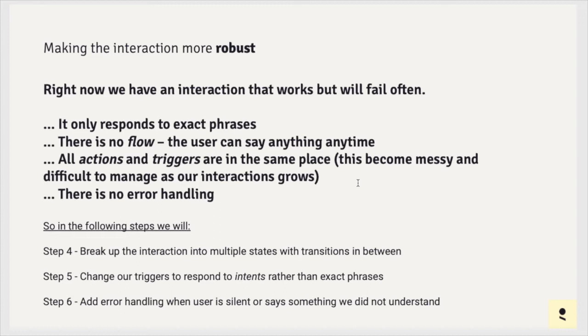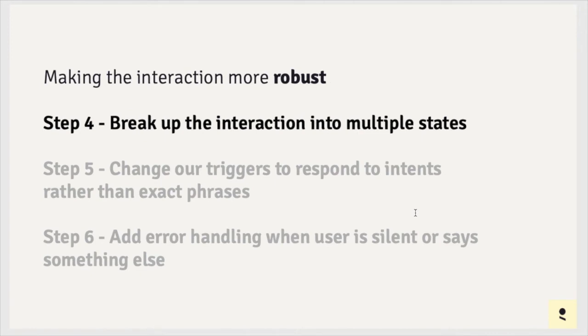So in the following steps here, we will break up the interaction into multiple states with transitions in between. We will change our triggers to respond to intents rather than exact phrases. And we'll add some error handling when the user is silent or says something that we did not understand. All right. So let's start by breaking up the interaction into multiple states.